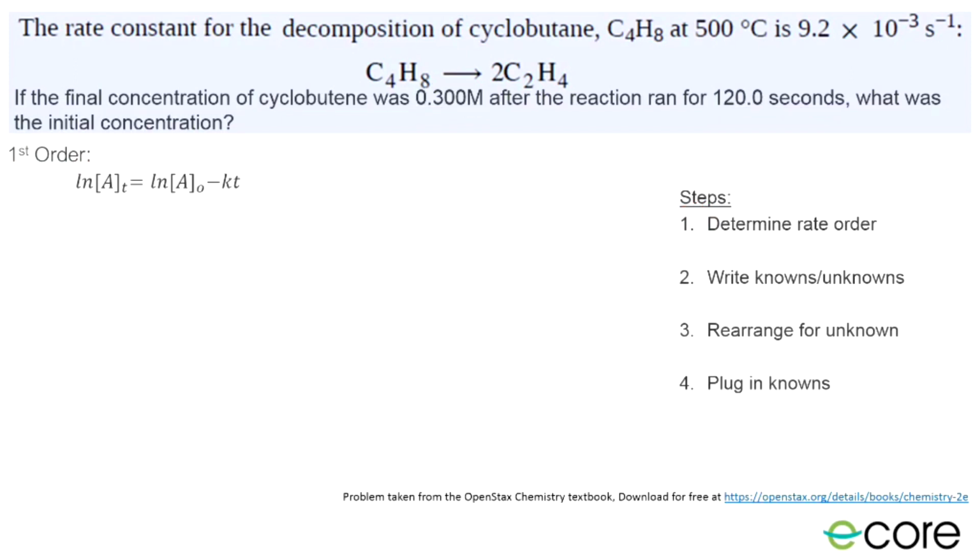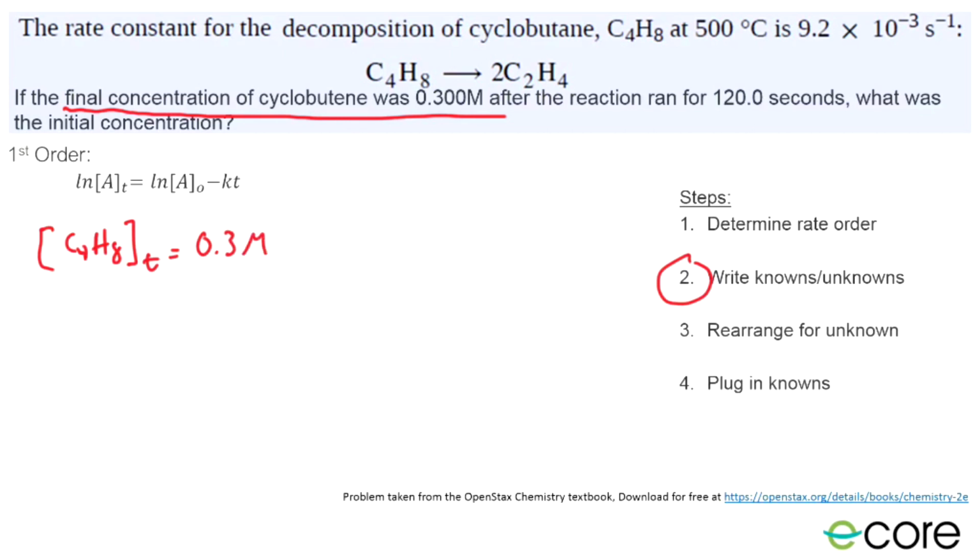Okay, the next step is to write my knowns and unknowns. So what do I know? Well, it tells me the final concentration. So that's going to be C4H8 at time t, and I know that's 0.3 molar. It also tells me that the reaction ran for 120 seconds, so that's time. And it's asking me for the initial concentration. It wants to know, where did I start?